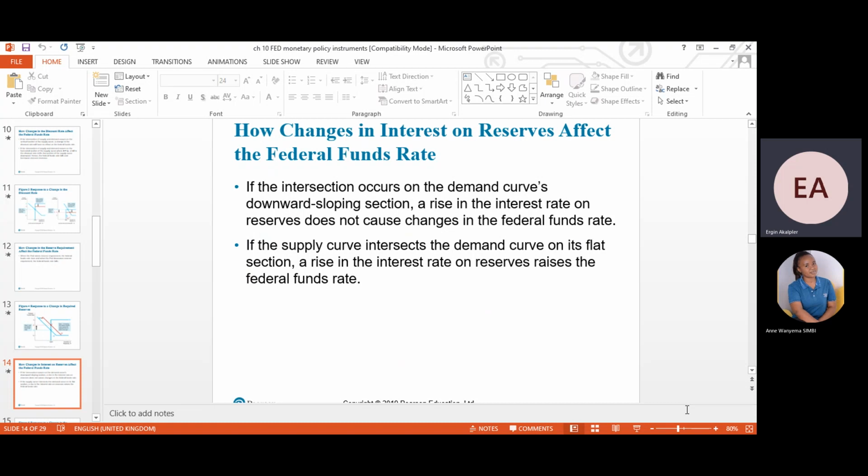If the intersection occurs on the demand curve's downward sloping section, a rise in the interest rate on reserves does not cause changes in the federal fund rate. If the supply curve intersects the demand curve on its flat section, a rise in the interest rate on reserves raises the federal fund rate. Therefore, this is very important to know.